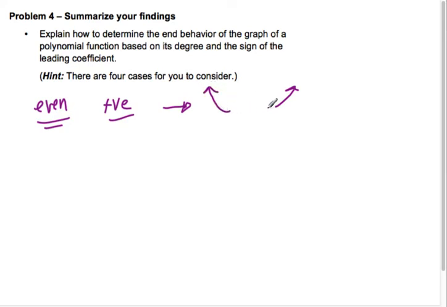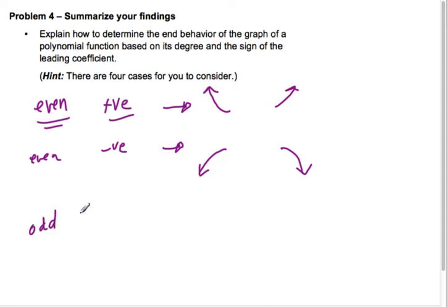There's stuff going on in the middle, okay? Say we have an even degree and a negative leading coefficient, then it's upside down. So as x goes out to negative infinity, it would be going down. Stuff's going on in the middle, and it would be going down as x goes out to infinity.